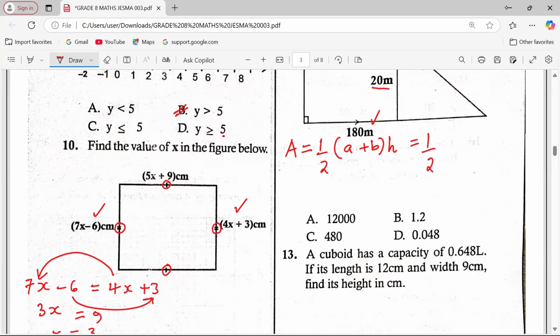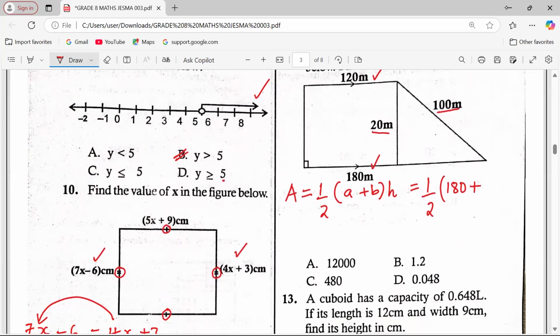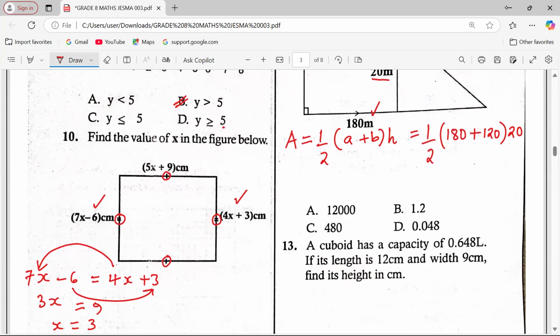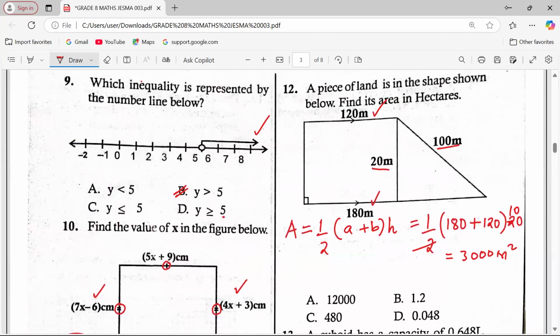So half, we take one side, which is 180. The upper side, which is 120, yeah? Then height between them, which is exactly 20. So simplifying this one, we will get 10 at this point. So that 300 by 10, is it 300? Yeah, by 10 becomes 3,000 square meters. That is the area of the plot, but that one is in square meters.